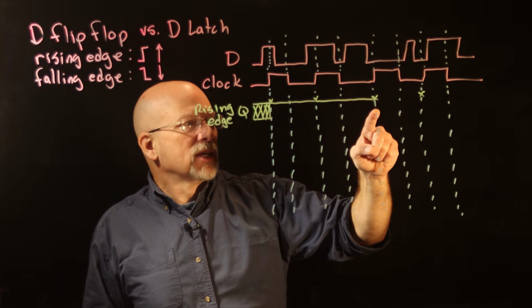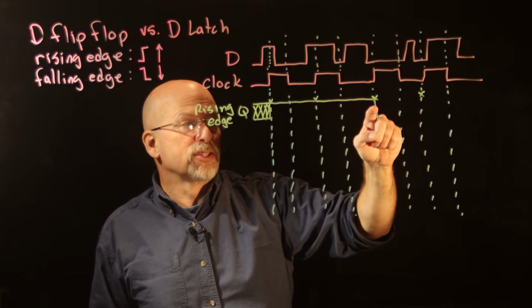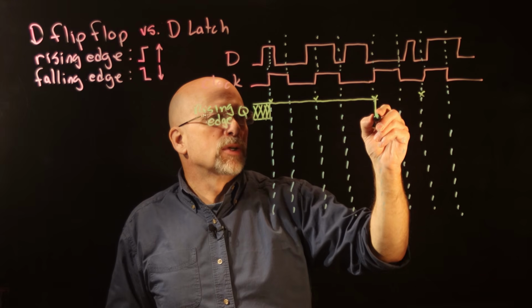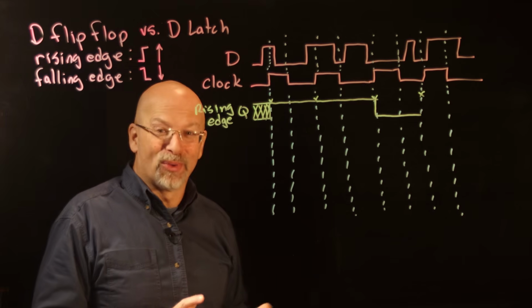At this next rising edge, what is D equal to? Well, D is equal to a 0 at this next rising edge. So the new value stored to Q is going to be a 0, and we're going to store a 0 on there until the next rising edge.